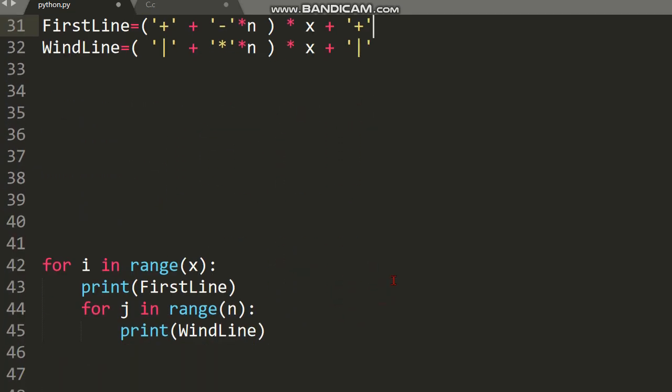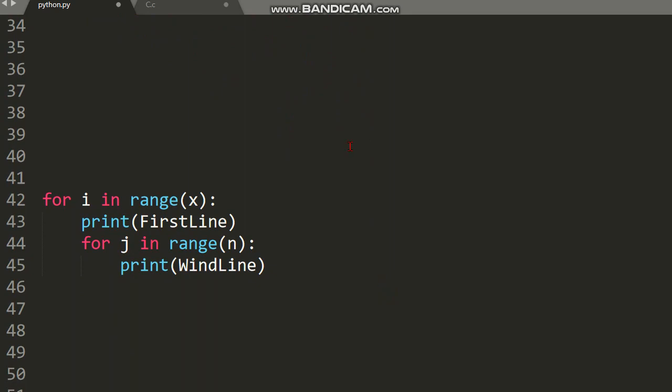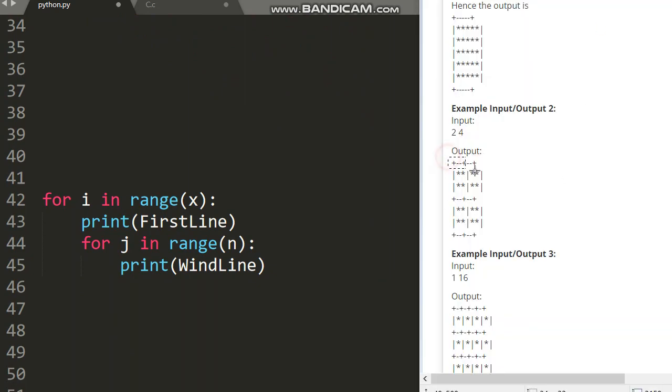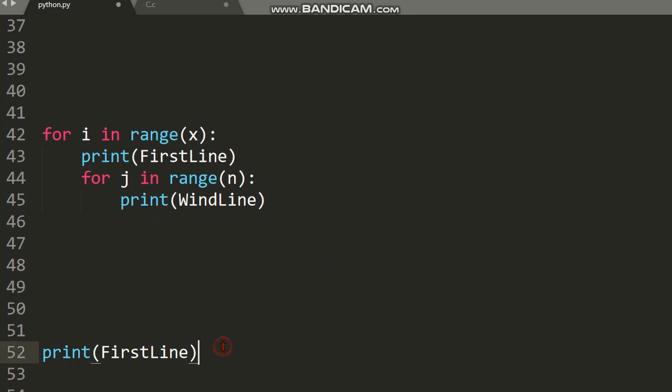So now I'm going to use two for loops. In the first for loop, every time we need to print the first row. After that, the window line has to be printed n times, and the first line has to be printed x times. So first I am inside the for loop, first I am printing the first line. After that, inside the jth loop, I am printing the window line. So this will give output till this. So finally, to print this one, again at last I am printing the first line.